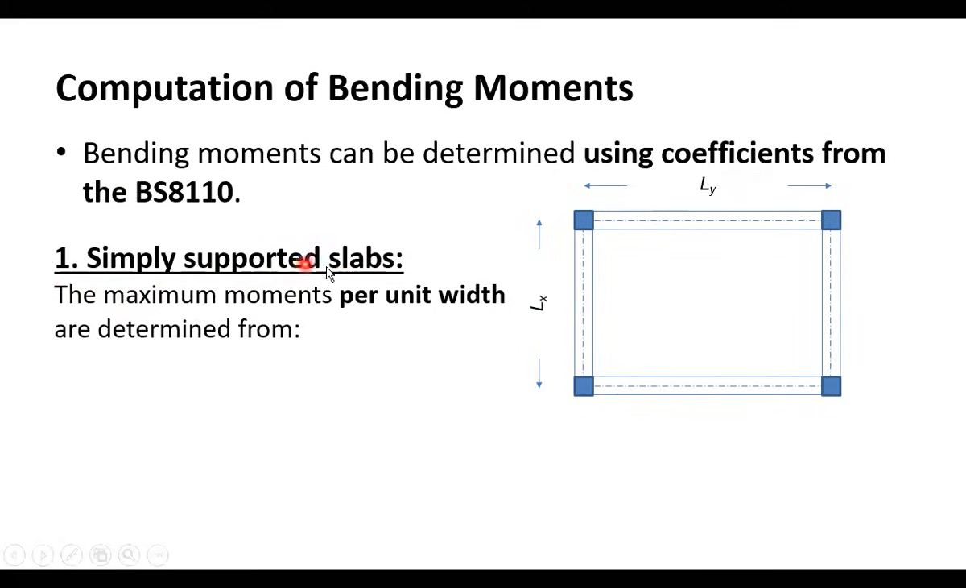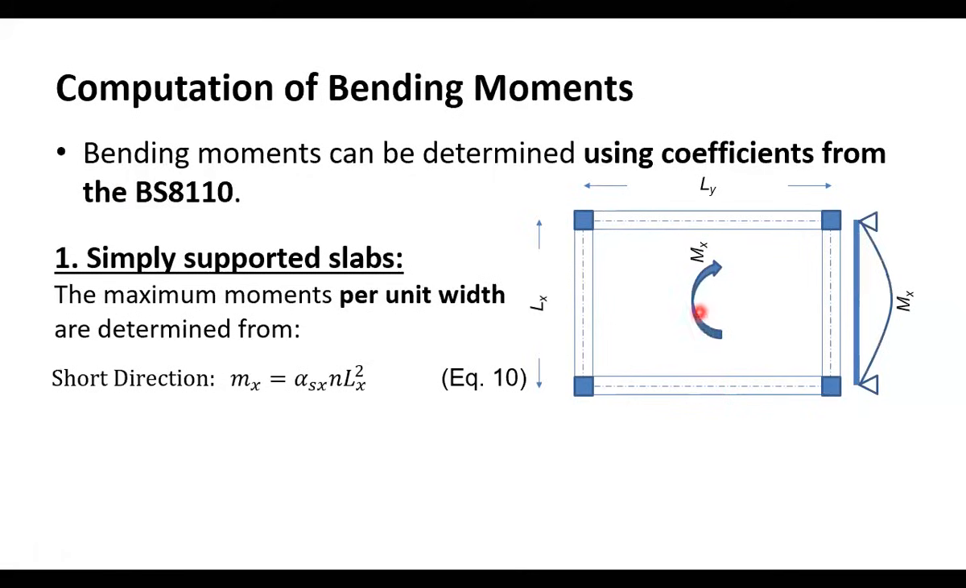Okay, in the simply supported slabs, as you can see here, we said the slab will not be connected to the beams, just supported on the beams. In this case, we can get the moment in the short direction. It will be called mx. And the mx here, we can get it from equation number 10 in the code, which is alpha sx n lx squared. What is lx? Lx is the short span. N here refers to the total ultimate load on the slab, which sometimes we call W ultimate, which is 1.4 dead load plus 1.6 live load. And alpha sx is a factor, we will get it within a few seconds from now.